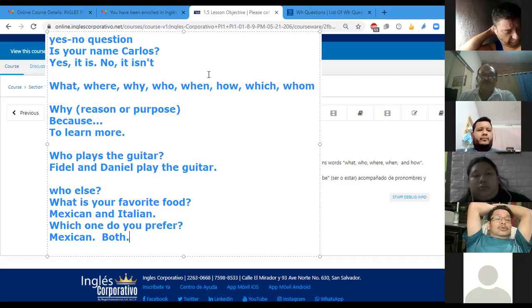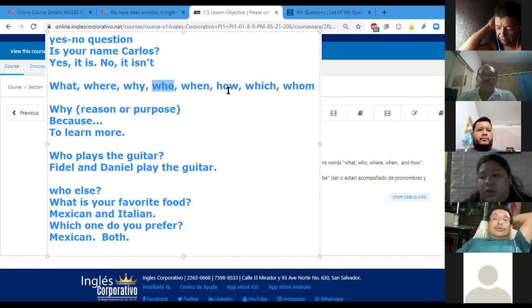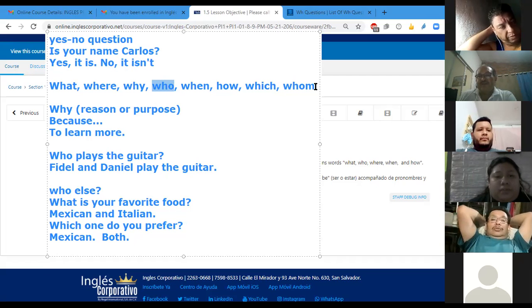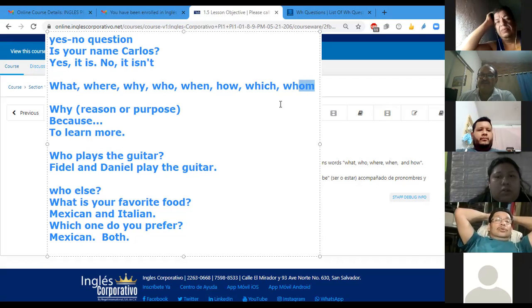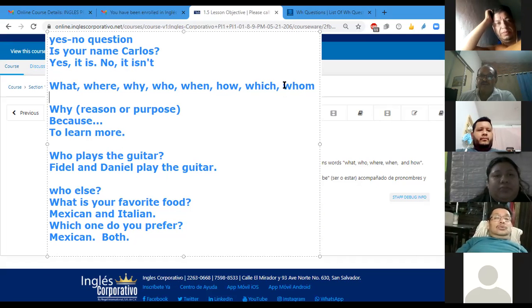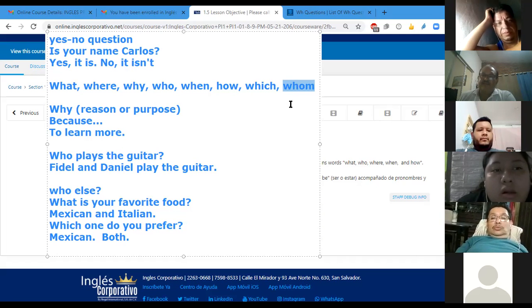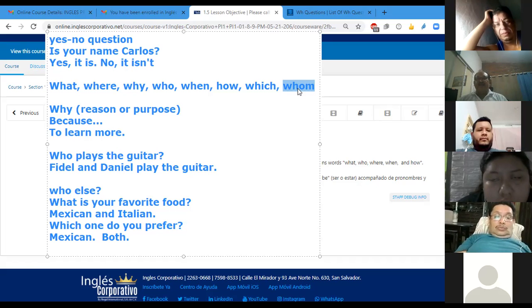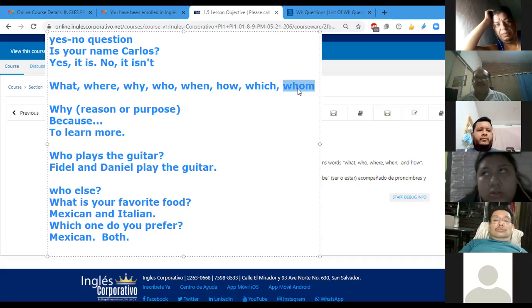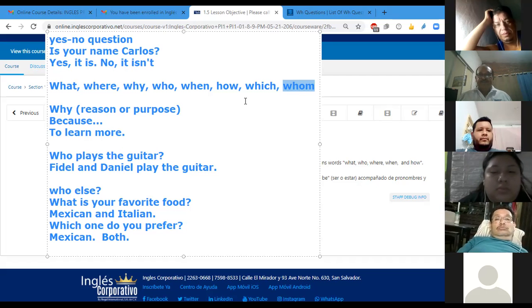And then you have whom. Whom is similar to who, but whom is more formal. Este es para formalidades, right? Okay, to whom it may concern, a quien corresponde, right? So this one is used less when you speak. Este más for letters, right? En cartas o email sometimes. Okay, questions? This is the general idea about who.